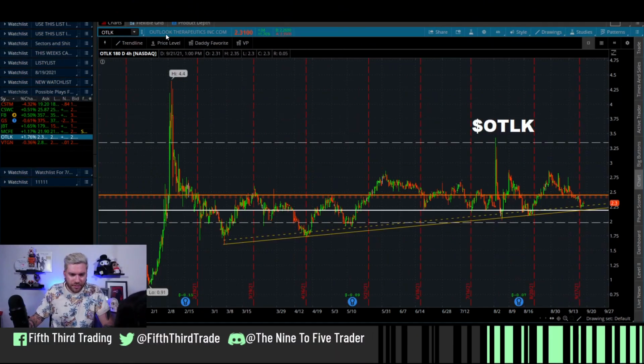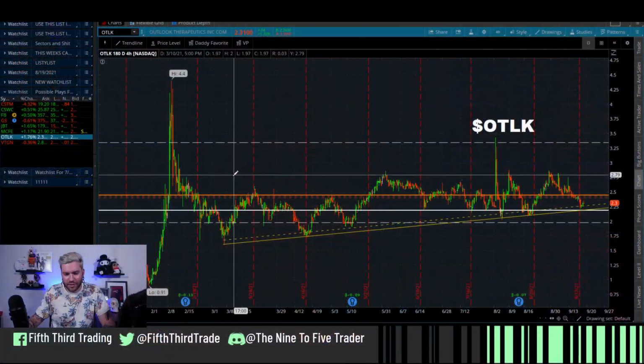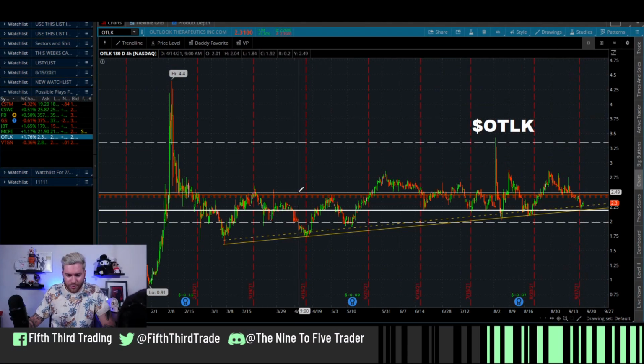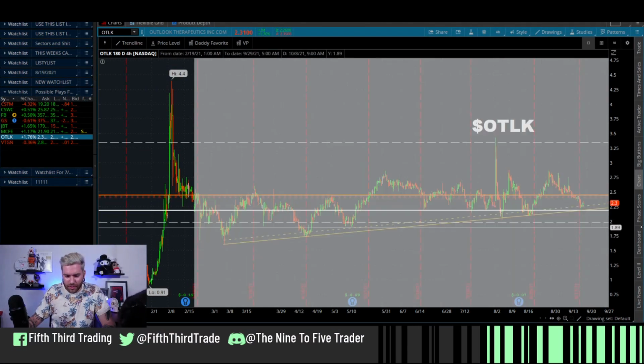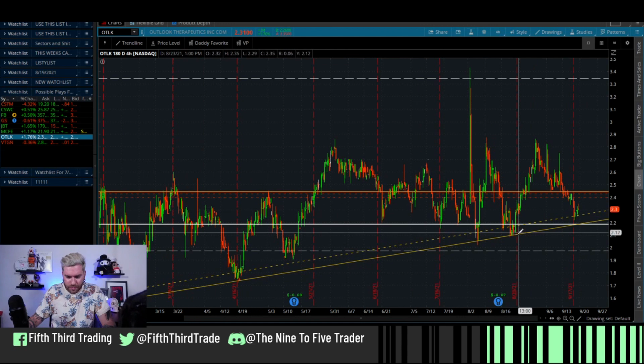Next is OTLK, Outlook Therapeutics. This is worth, I think, 50 million. I could be wrong, but it's definitely under 100 million, I think. This is a very, very small micro ticker. Look at this gorgeous uptrend, though. Bounce, bounce, bounce, bounce, bounce, bounce.